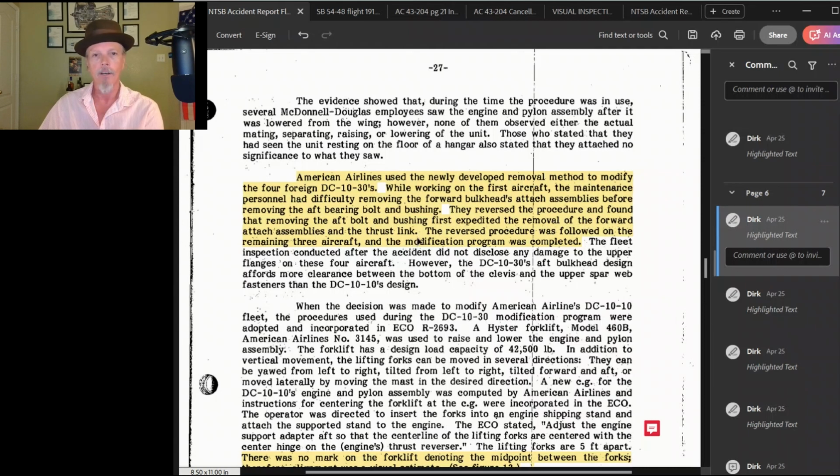Now, remember earlier we saw that in the maintenance manual, the aft bolt and bushing were supposed to be the last thing removed, and they state here that they actually reversed it. So the reverse procedure was followed on the remaining three aircraft, and the modification program was completed. Those were DC-10-30s. The incident that happened with 191 was a DC-10-10, and the difference between the two is there is a greater distance between the flange and the clevis.